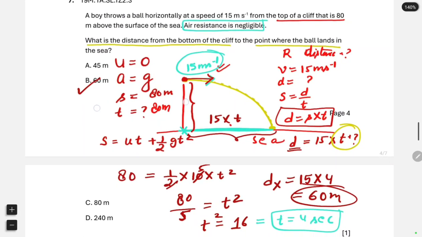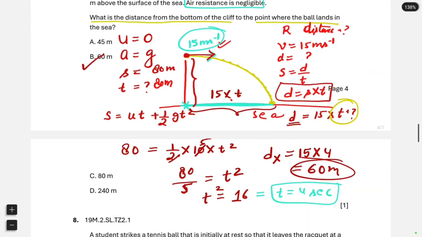So this is a very important question. They ask this type of question in paper 2 as well. I hope you have understood.